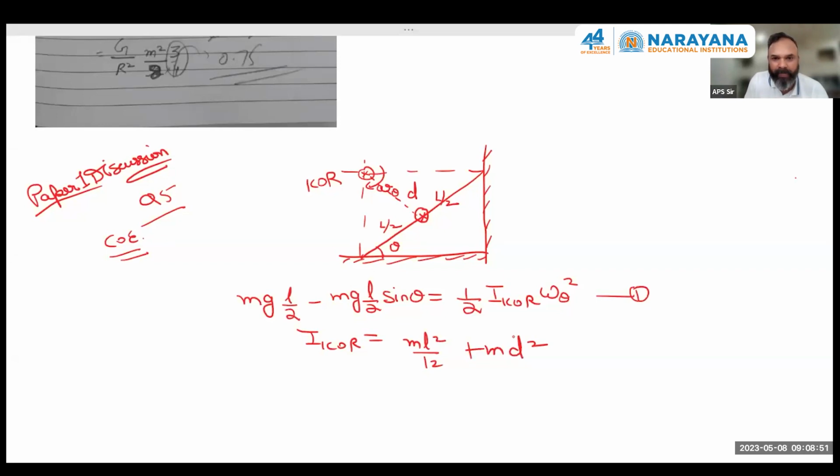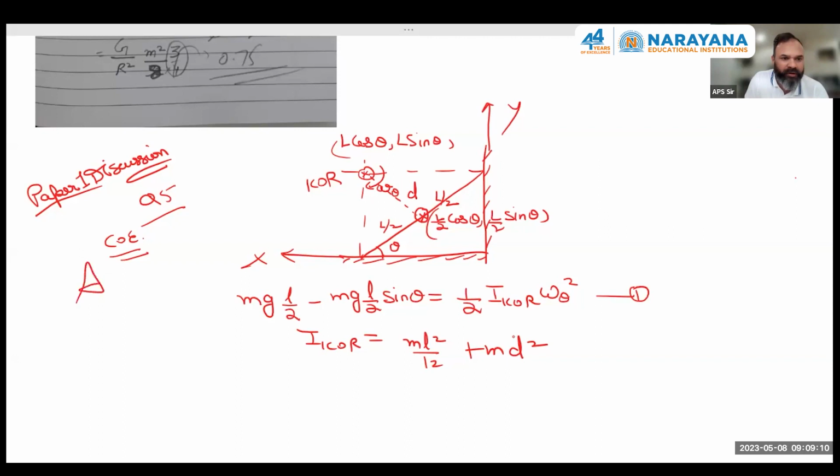These coordinates are like these. This is L cos and L sine. I am treating this direction as my positive X and this as my positive Y. And this is L by 2 cos and L by 2 sine. So by distance formula or whichever way, you can find out D square. Substitute here, you will get omega.